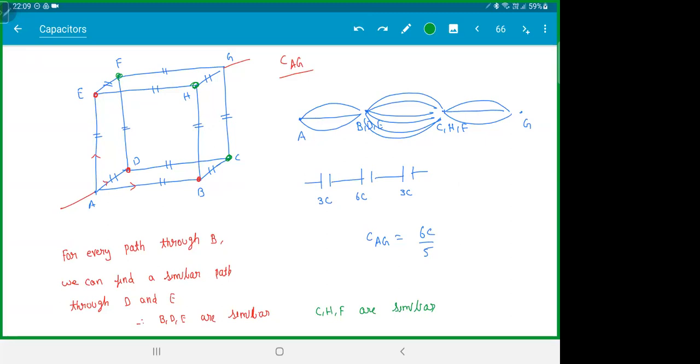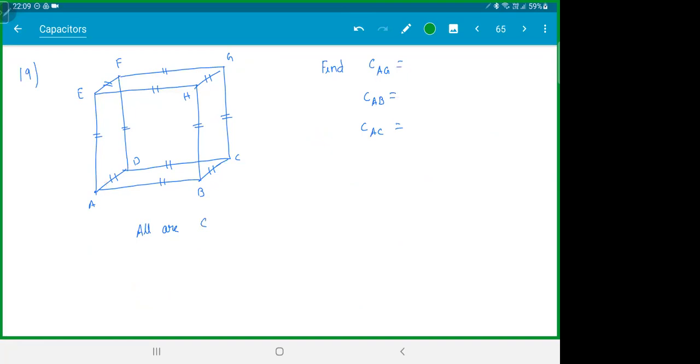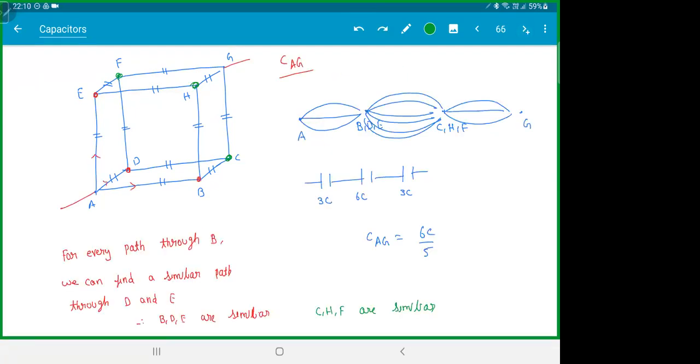Now can you try the other two? C_AB and C_AC. Try between A and B. If the battery is between A and B, how to do it? The battery is between A and B. Try, I'll give you a minute.